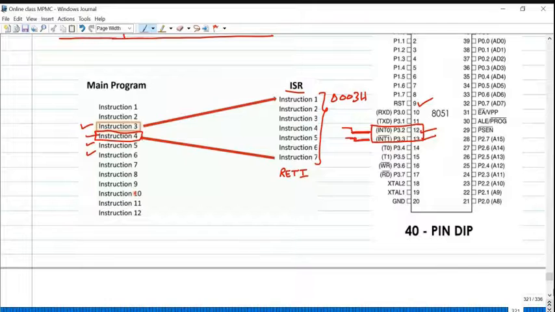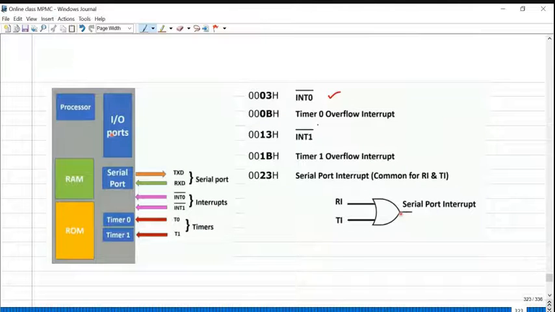Similarly, for the timer 0 overflow flag interrupt, this is a fixed address. External interrupt 1 is 0013, and for the timer 1 overflow flag interrupt, 001B is the default address location. Whenever there is a serial port interrupt, whether receive interrupt or transmit interrupt, it is considered a single interrupt only. The default location is 0023H. That's why I mentioned an OR gate, RI or TI, for the serial port interrupt. Clear? Total 5: 2 external, 3 internal. If we consider reset, then a total of 6 interrupts are available in the 8051 microcontroller.